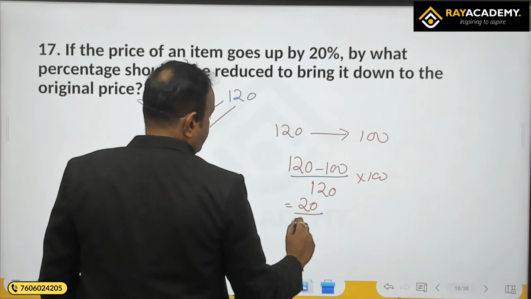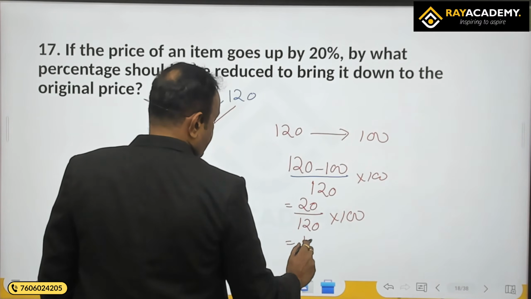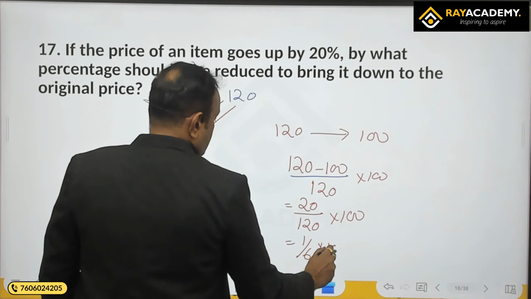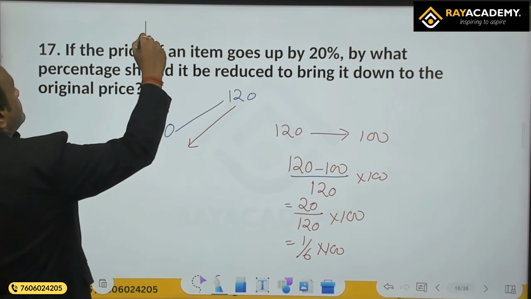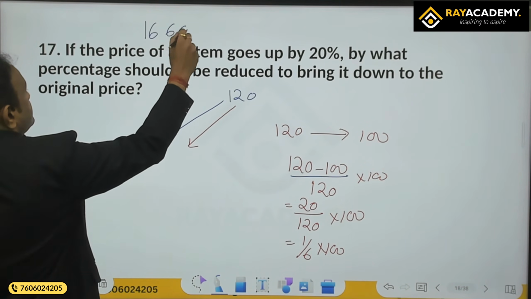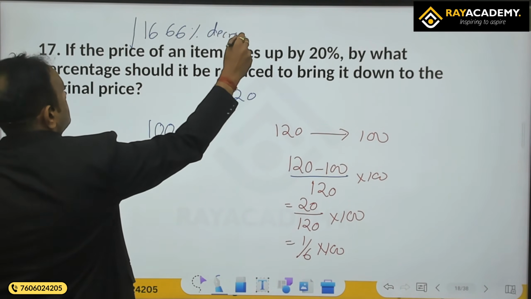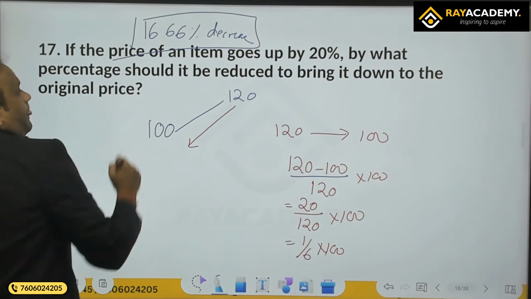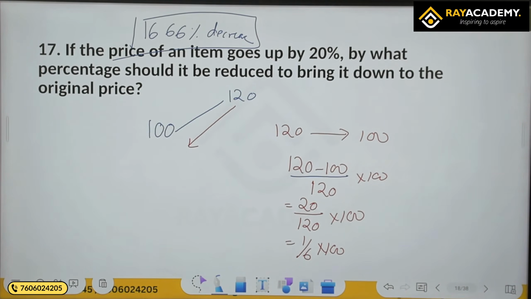20 divided by 120 into 100. This is 1 by 6 into 100. We know 1 by 6 into 100 is 16.66% decrease. If it is decreased by 16.66%, you can get the original value.